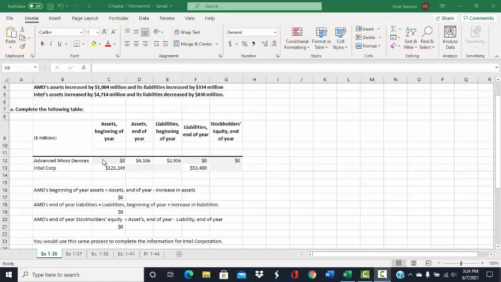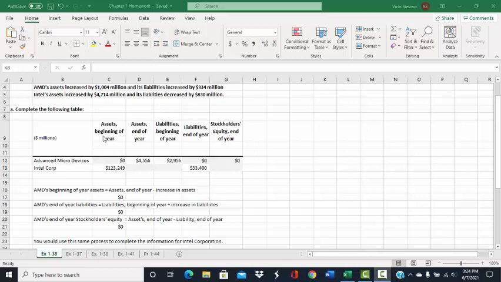So for AMD, we do not have the assets at the beginning of the year, but we have them at the end. We have their beginning of the year liabilities, but we don't have them at the end. And we don't have stockholders' equity, but we do know the accounting equation. So we can determine the missing information from what we have and what they have given us.